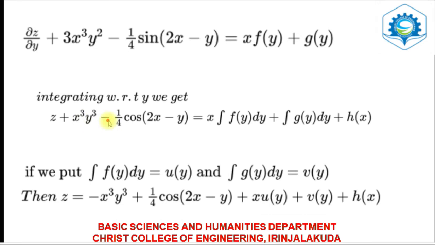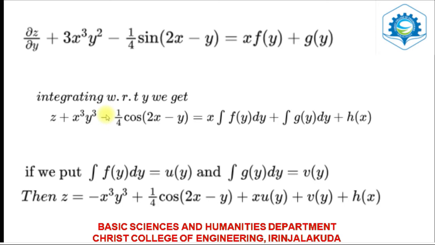When we integrate sin(2x − y) with respect to y, what do we get? The integral of sin is cos(2x − y). Minus is already there, and we will get another minus from here. So two minuses imply a plus for the time being. So minus 1/4 cos(2x − y) equals, now, x into the integral of f(y) is the integral of f(y) dy.